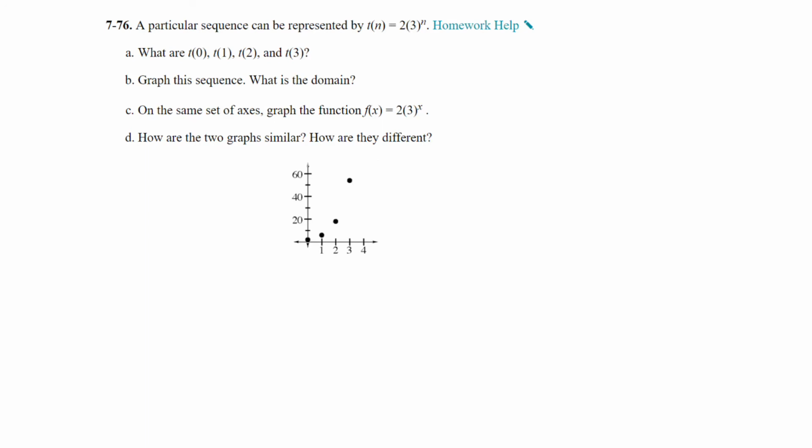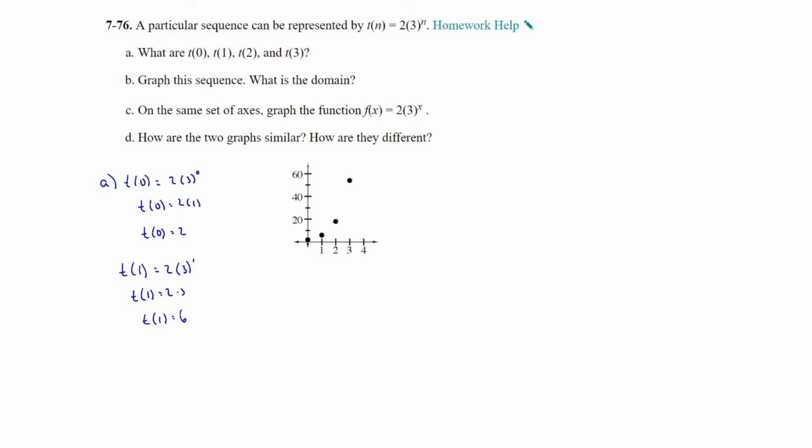Question 76. A particular sequence can be represented by t of n equals 2 times 3 raised to the nth power. What are t of 0, t of 1, t of 2, and t of 3? So in part A, we can find each of these values by plugging in 0 into the sequence: 2 times 3 raised to the 0 power, and that would be 2 times 1, which is 2. So t of 0 is 2. T of 1 is 2 times 3 raised to the first power, which is 2 times 3. And so that will be 6.